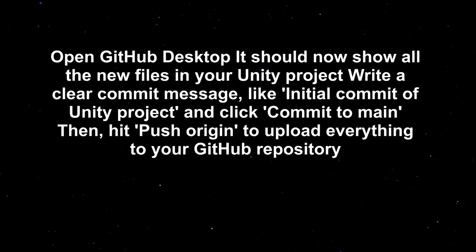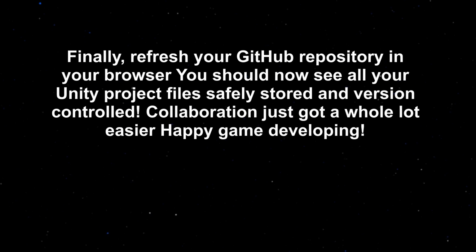Open GitHub Desktop. It should now show all the new files in your Unity project. Write a clear commit message, like initial commit of Unity project, and click commit to main. Then hit push origin to upload everything to your GitHub repository. Finally, refresh your GitHub repository in your browser. You should now see all your Unity project files safely stored and version controlled.